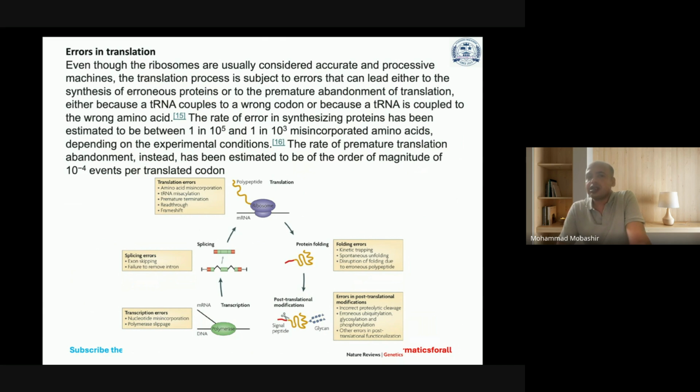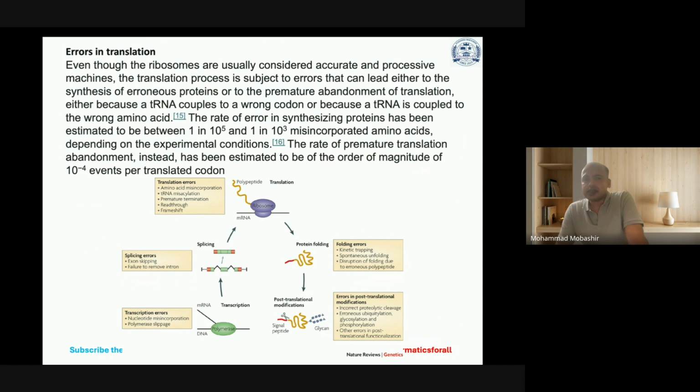The rate of error in synthesizing proteins has been estimated to be between 1 in every 10 to the power 5 and 1 in every 10 to the power 3 in misincorporated amino acids. Depending on the experimental conditions, the rate of premature translation abandonment instead has been estimated to be of the order of magnitude of 10 to the minus 4 events per translated codon.